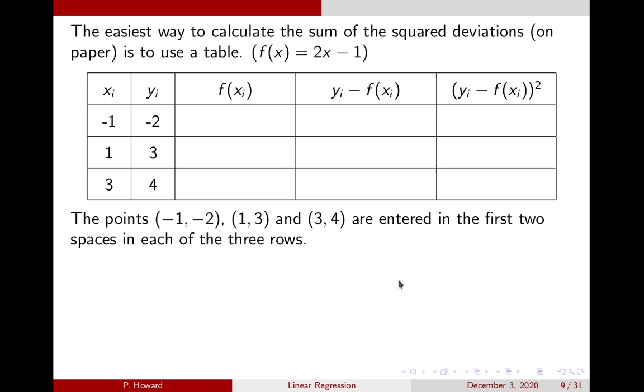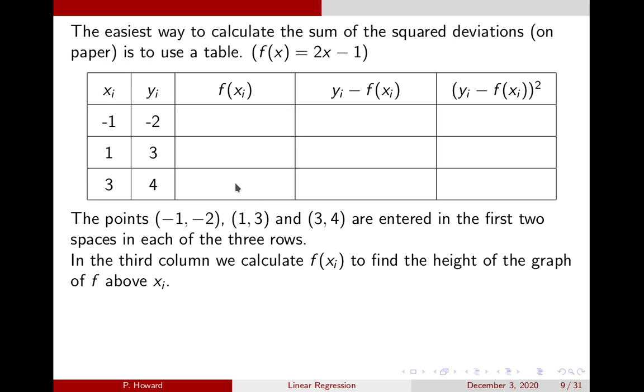Okay, so here's the table we will use. The 3 points, -1, -2, 1, 3, and 3, 4, appear in the first 2 spaces of each row. And now in the third column, we are going to calculate the height of the graph at the x value. So we are going to calculate f of -1, which will go in this entry box. F of 1 will go in this entry box, and f of 3 will go in this entry box.